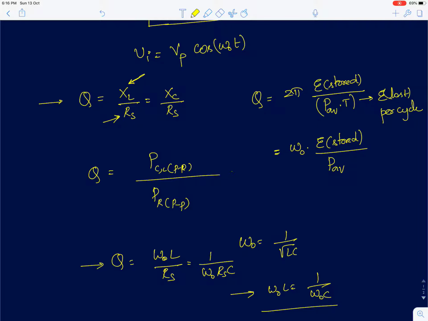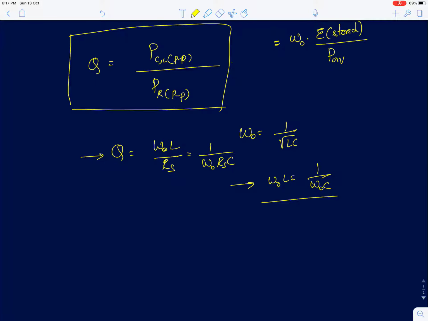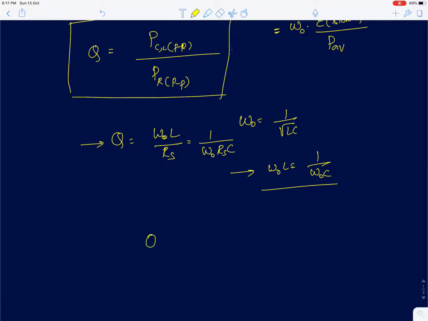Now the other definition of Q is to use the average power lost or stored in the inductor, peak to peak of it, divided by the average power which is lost across the resistor. Since it's a series RLC circuit, we can easily see that power is generally I square times R, I square times the impedance. Here I is the same for both, so it's I square XL by I square RS. This reduces to the first definition itself. We'll actually get omega naught L by RS, just by looking at the expression.